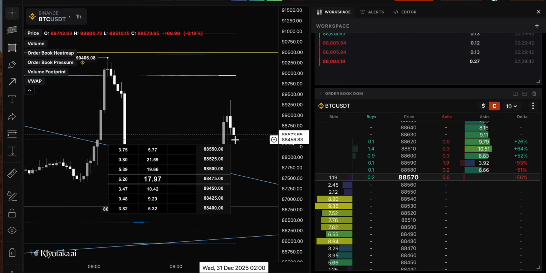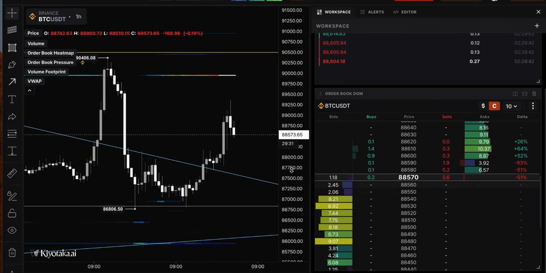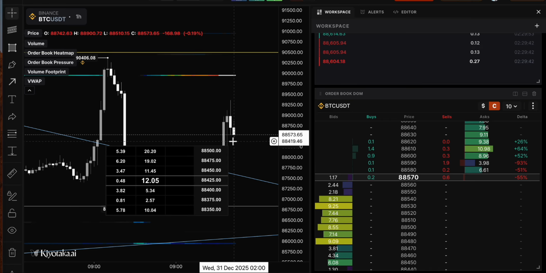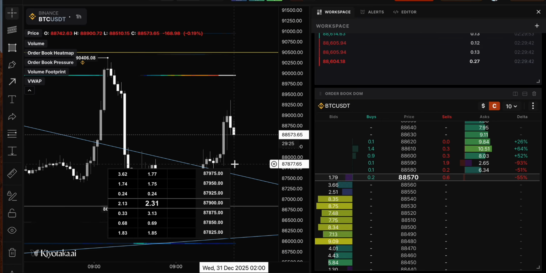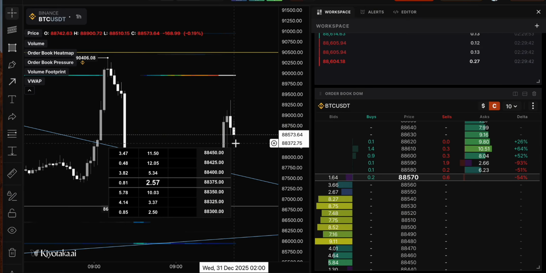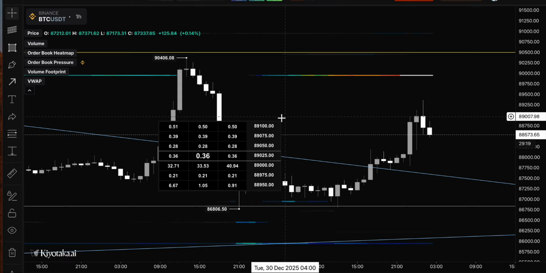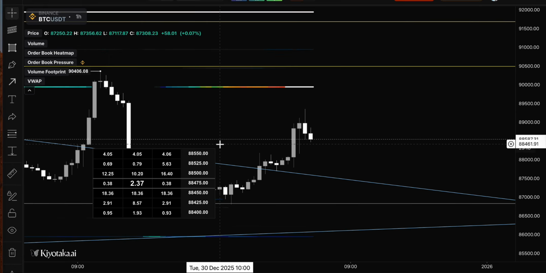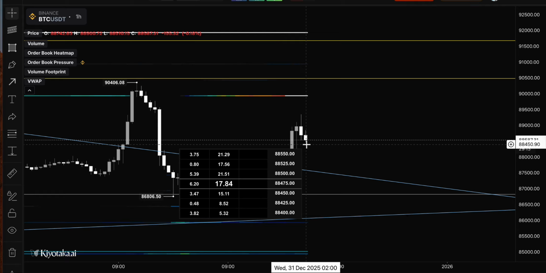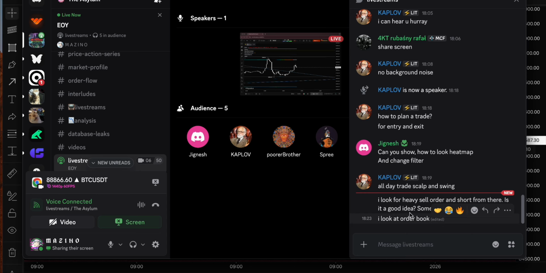You just need to think this way. I suggest, I don't know, everyone is free to think the way they want, but this is what I will do. If you let the short run, you'll probably be in profit here. Don't ape back in, but it was a good call. So what else? I look for heavy sell order and short from there. Is it a good idea? Yeah, I mean, that's why we have stops. It's not that immediate.